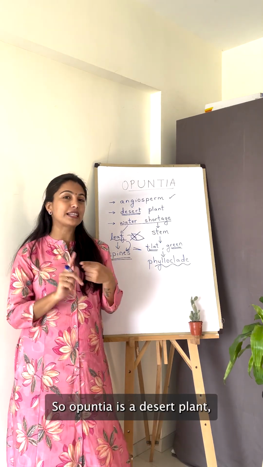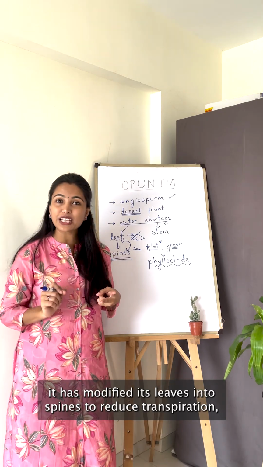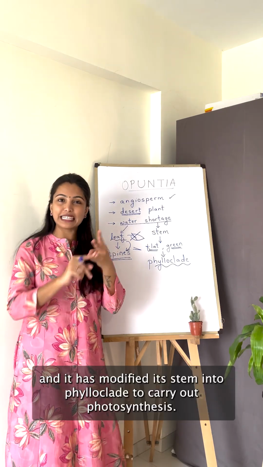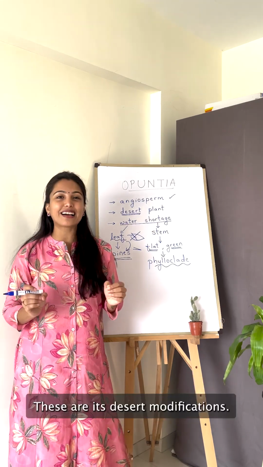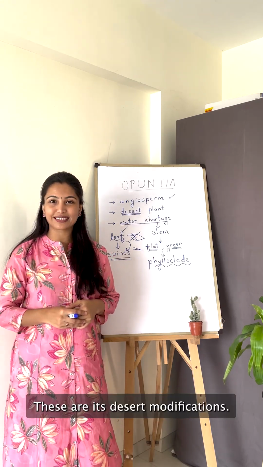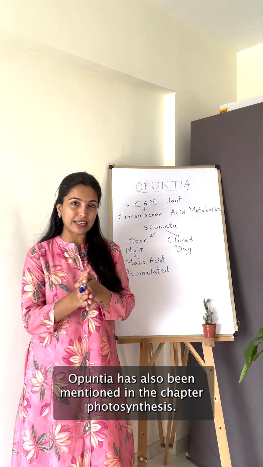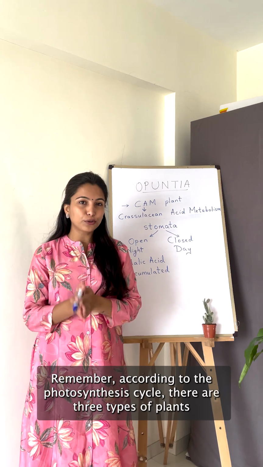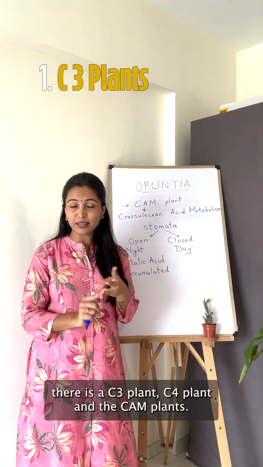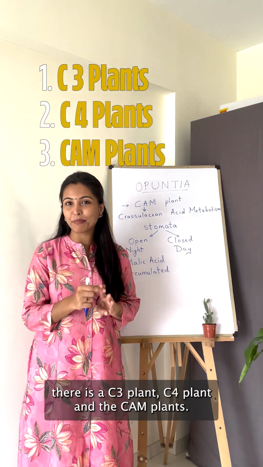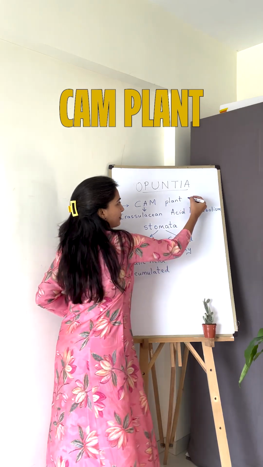So, Opuntia is a desert plant. It has modified its leaves into spines to reduce transpiration, and it has modified its stem into phylloclade to carry out photosynthesis. These are its desert modifications. So students, Opuntia has also been mentioned in the chapter photosynthesis. Remember, according to the photosynthesis cycle, there are three types of plants. There is a C3 plant, C4 plant, and the CAM plants. And out of these three, Opuntia is a CAM plant.